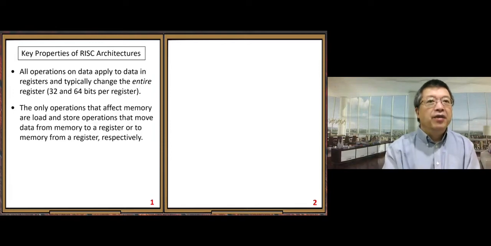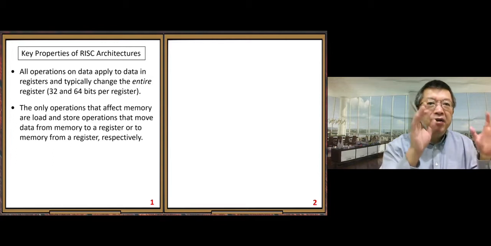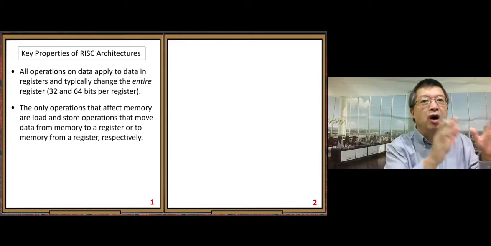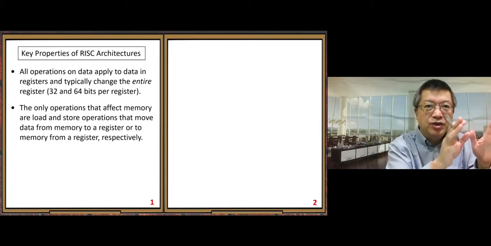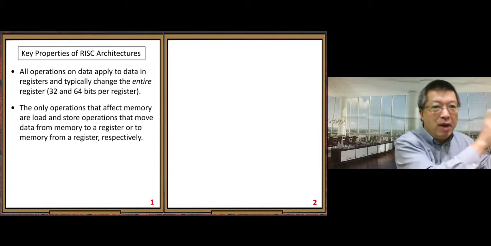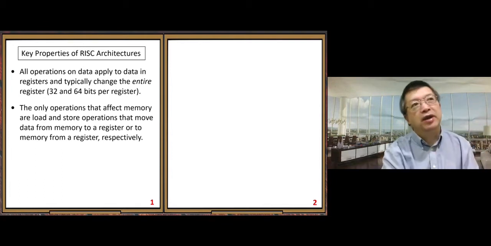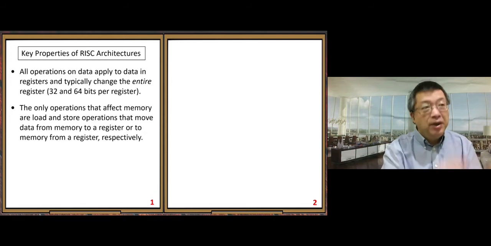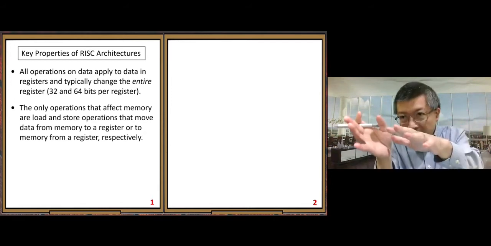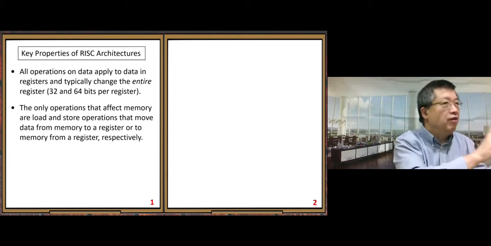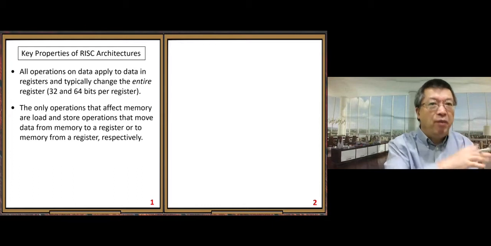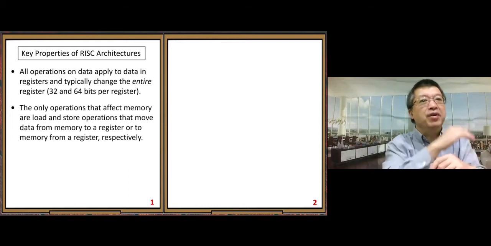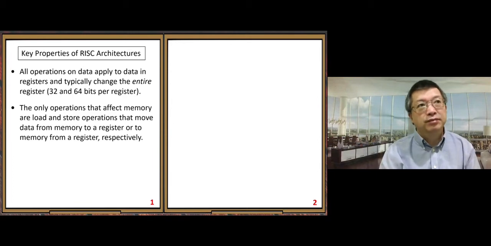Second, the only operations that affect memory are load and store operations that move data from memory to register or to memory from register, respectively. Load, store, copy data: load from memory to registers, store from registers to memory. That's the only operations that affect memory.